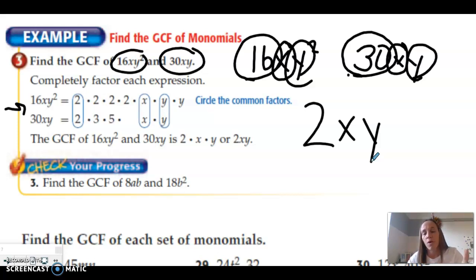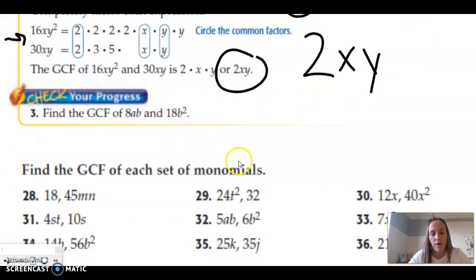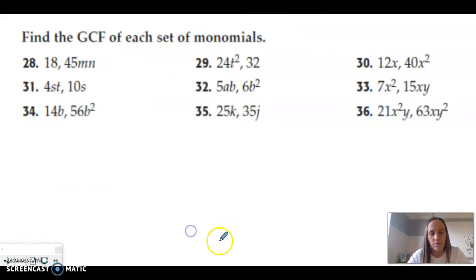And then that extra y is just not part of the GCF. So the GCF would be 2xy. Let's look at a couple other examples of this. Let me move this down a little bit. So take a look at maybe number 28.